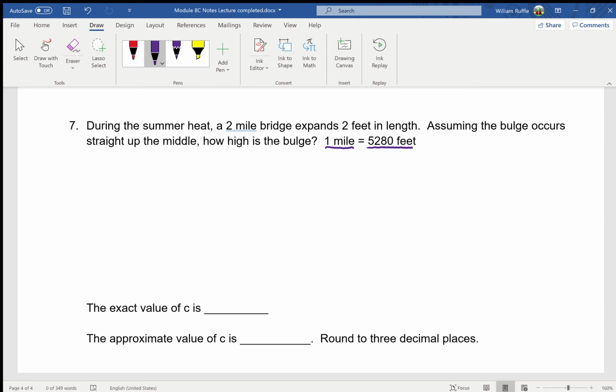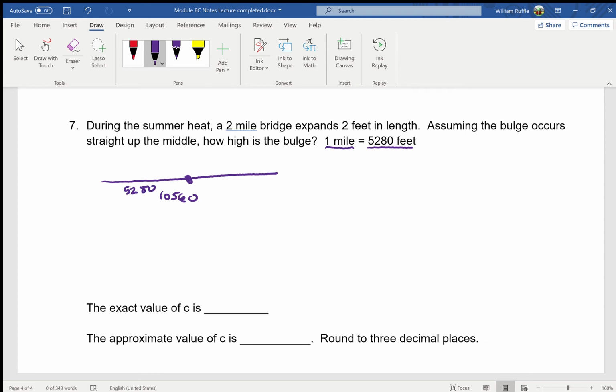What this means is I have a 2-mile bridge. So if I go all the way across here, there's the start and finish to my bridge. Now it's 2 miles long, so that means I need to do 2 times 5,280. So that means my whole bridge is 10,560 feet. Now half of it is 5,280 feet.